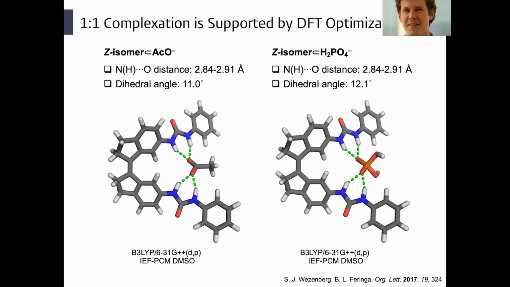You can also calculate these structures. So DFT supports this 1-to-1 binding in the Z isomer. Here you see that for acetate and dihydrogen phosphate.